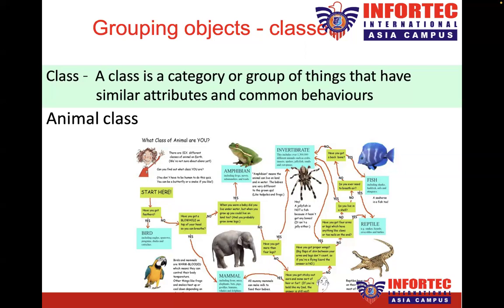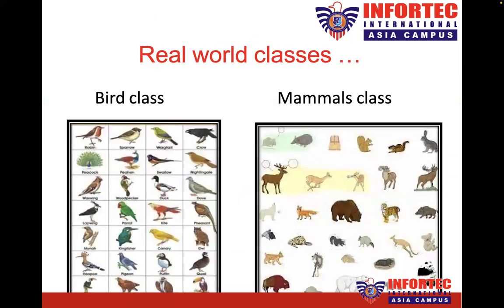So here also under animal class, we have subclasses. So all these are put under animal, and inside that we have the bird class, mammal class. So like that we have different classes. So here we have the bird class.